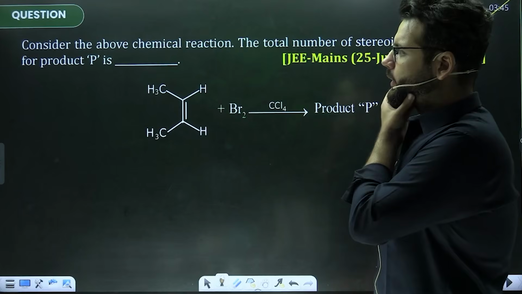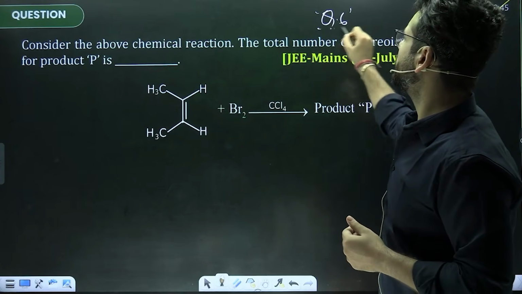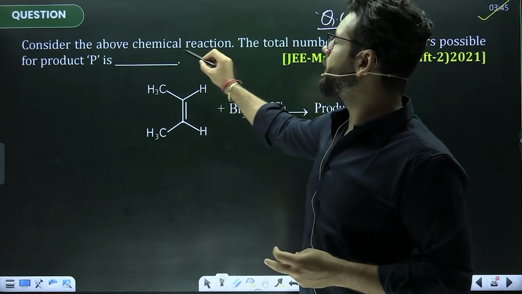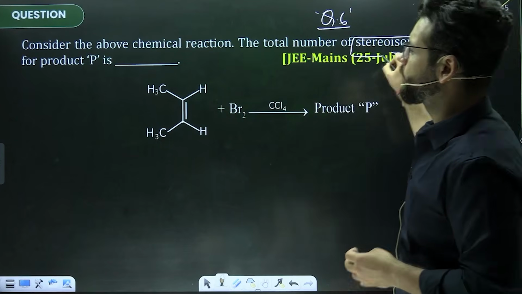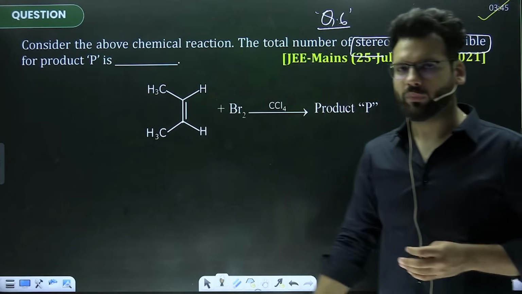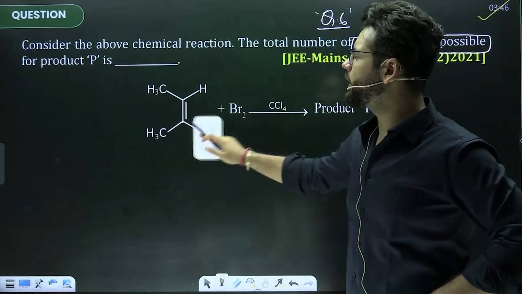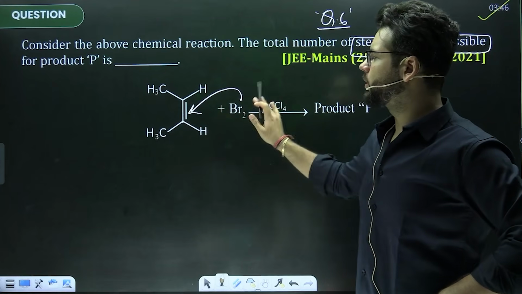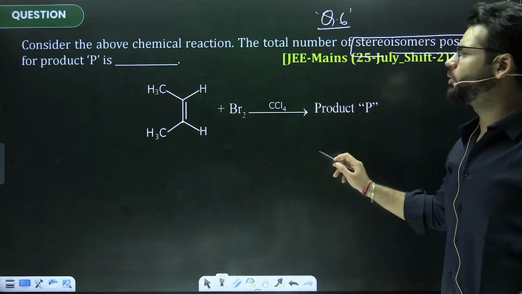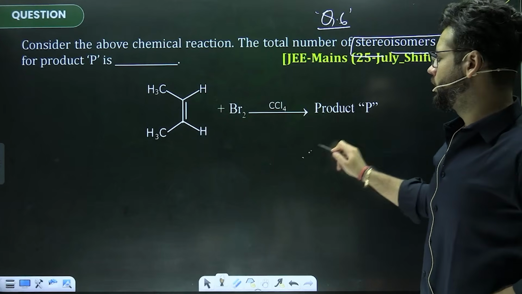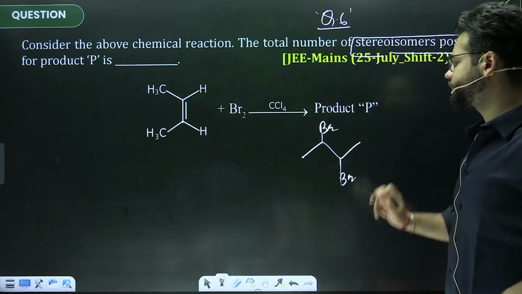And this is the last one. Question number 6. Consider the above reaction. Total number of stereoisomers possible for product P. Okay. Bromine, when it adds here, they are not asking how many products are formed or what is the nature of product and all. If bromination is done, I'll get a dibromobutane. It's a butene. Here a bromine will come. Here a bromine will come. Correct.